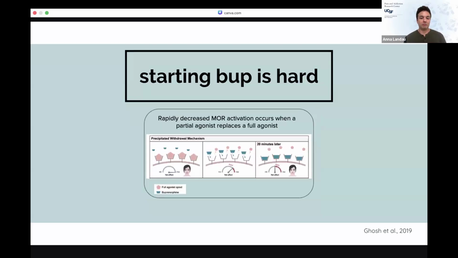This here is a picture that depicts what's going on when we precipitate withdrawal. So we have the receptors fully bound to our pink-colored full agonist opioids. And if you introduce buprenorphine in too large of a quantity at once, because it has such a high binding affinity for these receptors and a slow dissociation constant, so it doesn't like to get off of the receptors once it's on it, it will outcompete the full agonist opioid, replace it, and you'll have this sudden precipitous decrease in the amount of activation of your opioid receptor.